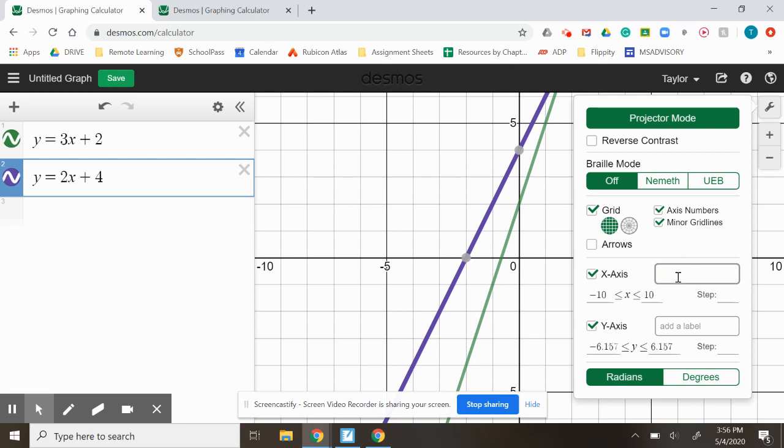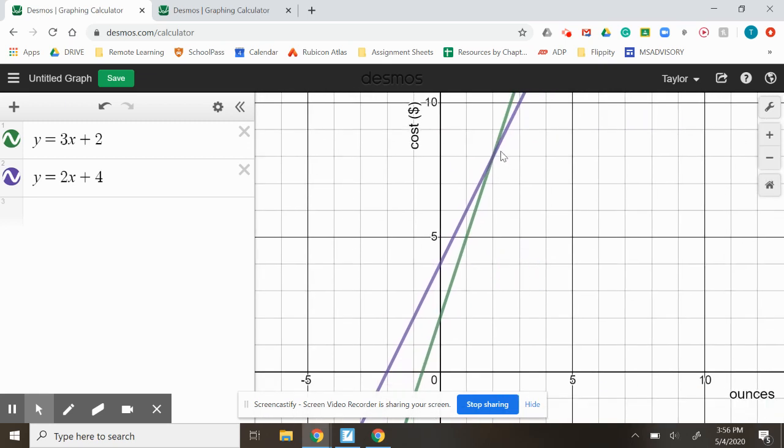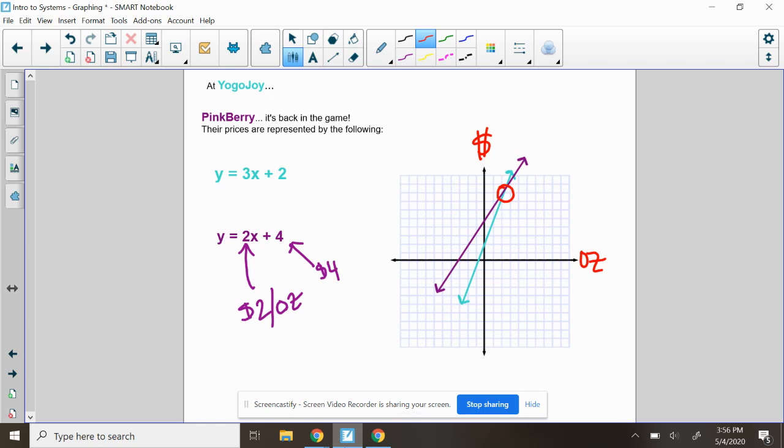I can change the label of the axes. So I'm going to say ounces, and I'm going to say cost as dollars. But I can't see my intersection point. So if I click and drag, it can appear. And what's amazing about Desmos, there's lots of amazing things, but one of them is that it's actually going to calculate our intersection point for us. So I can click right here and a gray dot appears, and if I click the gray dot again, the coordinate of that intersection point appears. So (2, 8). Let's go back to our slides here and write that down. So our coordinate of the intersection point is (2, 8).